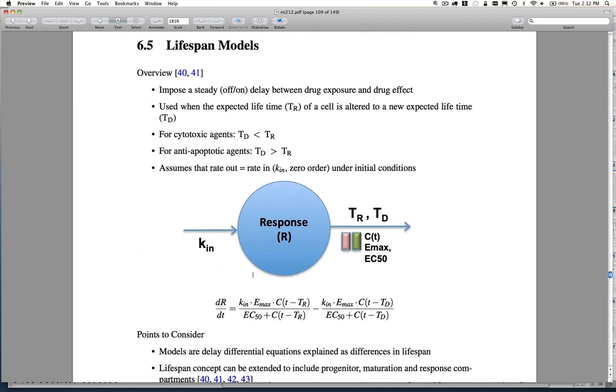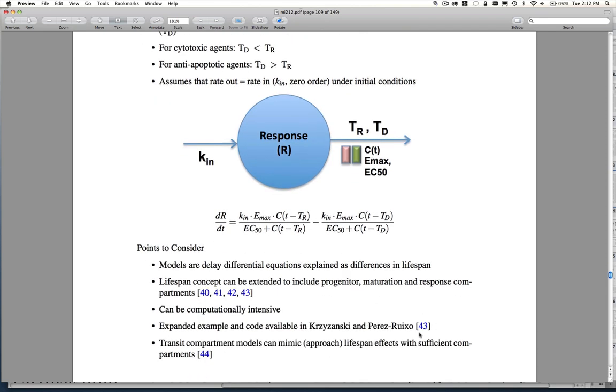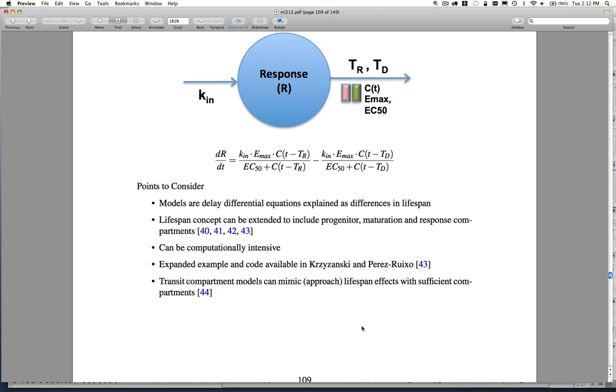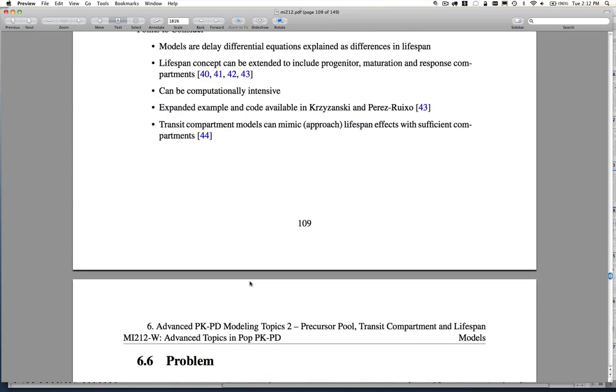So again, I wanted to make everyone aware of the models, of the availability of the code, should you choose to try to implement one. But I would typically defer to a different form of the model.